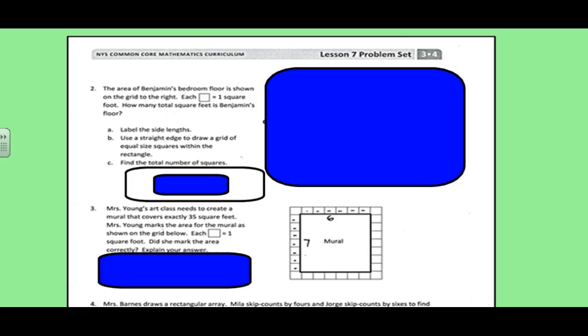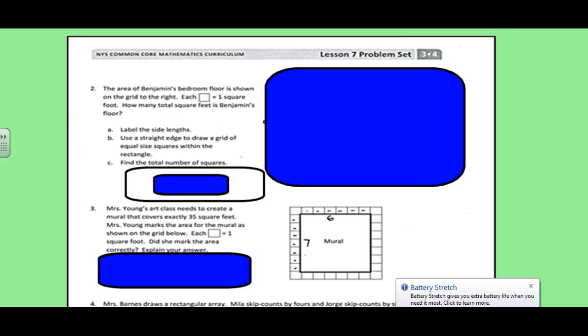Okay, so the first thing that you need to do is label the side lengths. Notice that we're working with square feet and that each square is a square foot. So whenever you label your side lengths with a number, you need to make sure that you're putting feet with your number. After you label both side lengths, you need to use a straight edge to draw a grid of equal size squares within the rectangle. You don't have to use a straight edge if you don't want to. Your straight edge would be your ruler. But you do need to finish drawing in that rectangle to show all of the squares.